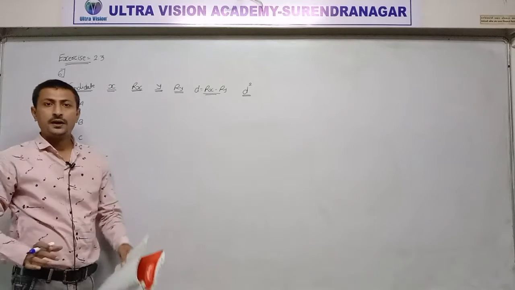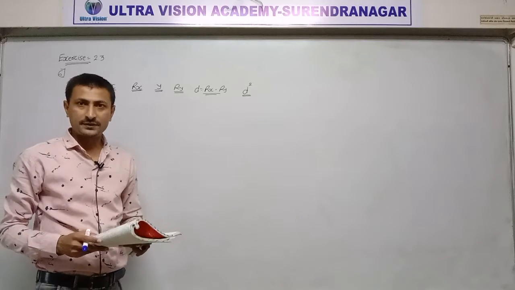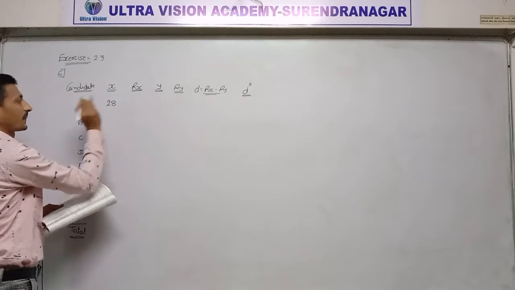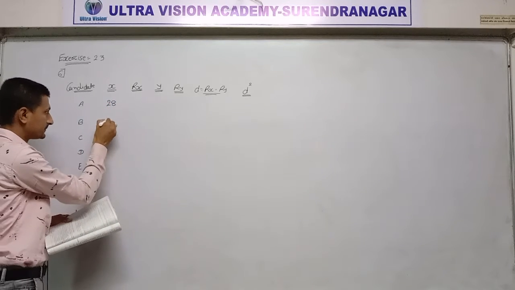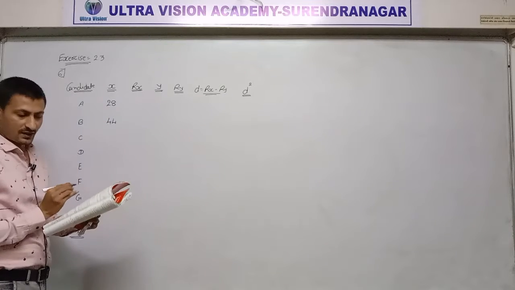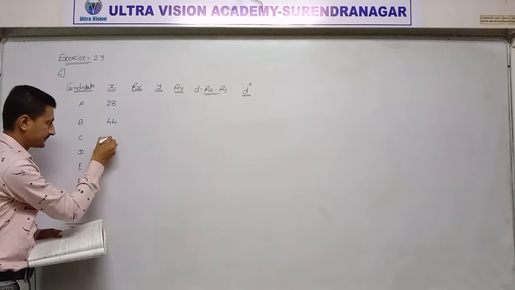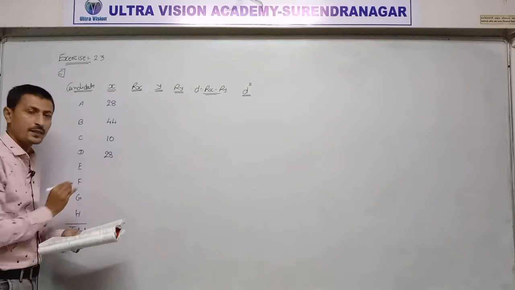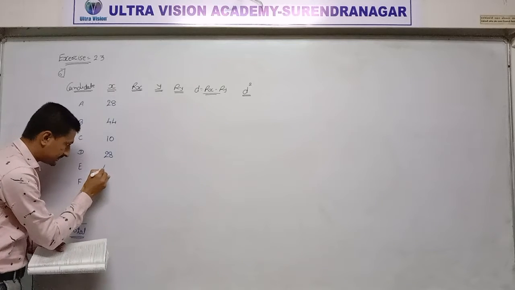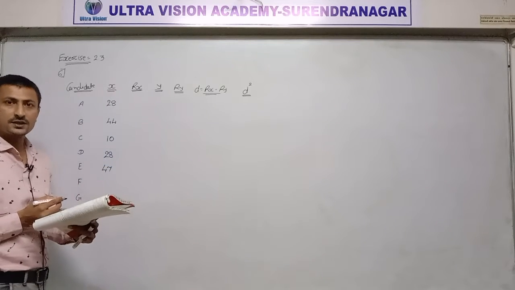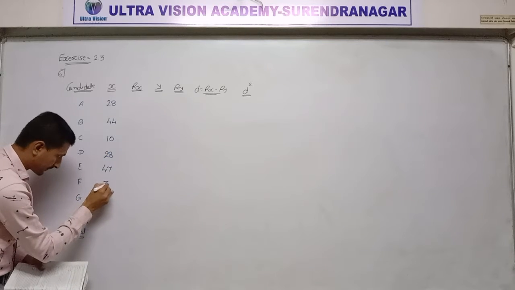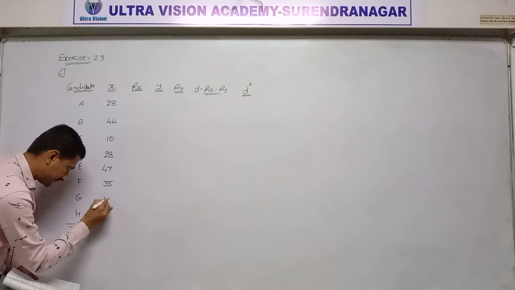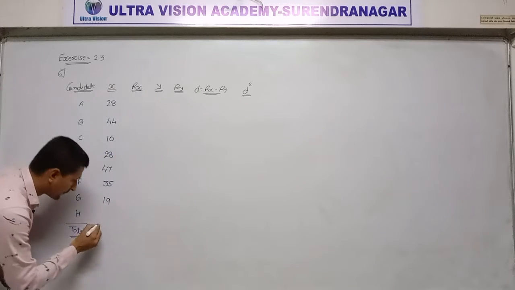First, marks by the first interviewer, considered variable X: 28, 44, 10, 28, next 47, next 35, next 19, and last 40.